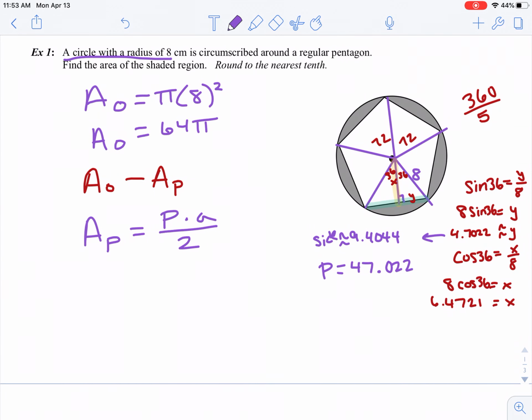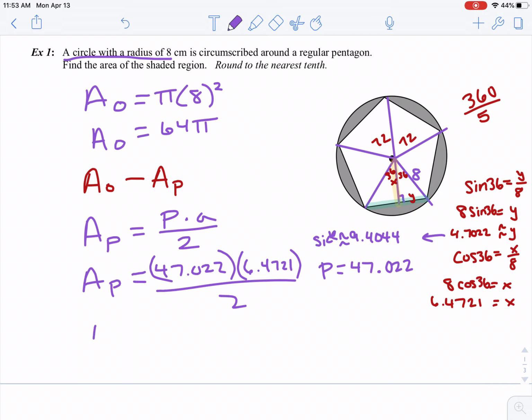So I now know my perimeter and my apothem. And so my area of the pentagon is going to be the perimeter, 47.022, times the apothem, which is 6.4721, all divided by 2. That gives me 152.1655.